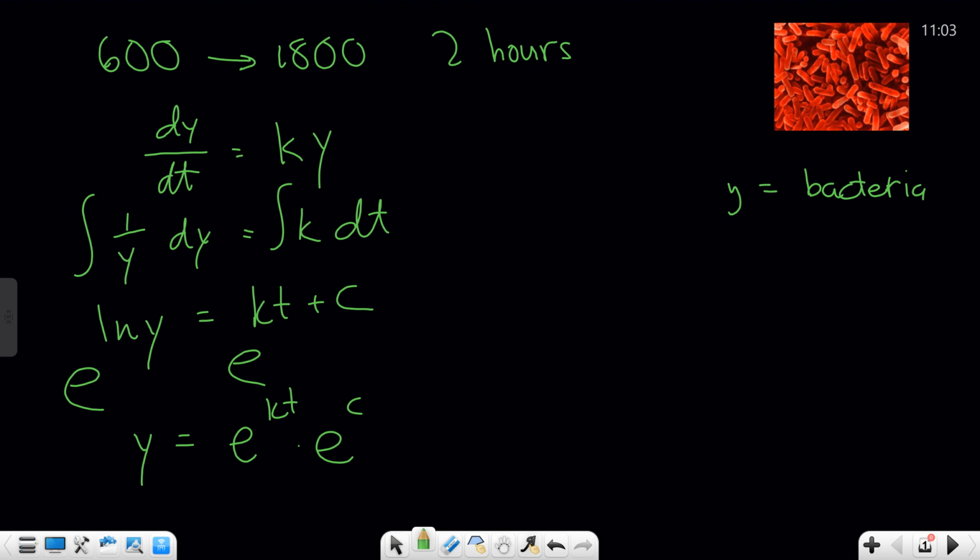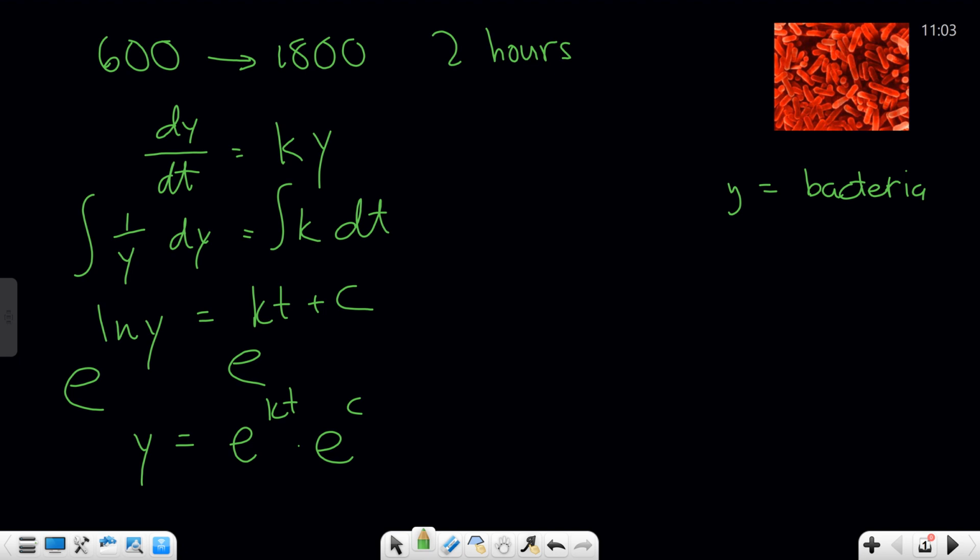What's e to the c? C. But just because I don't want to confuse anything, we're going to leave it as e to the c. All right. Now, nothing else I can do with that. I solved for y. Now I need to use the information that you're given in the problem.